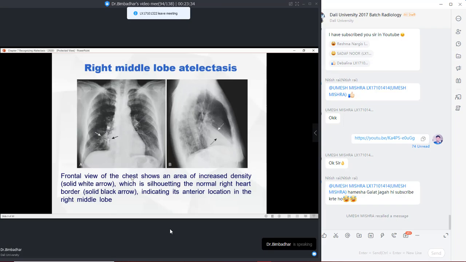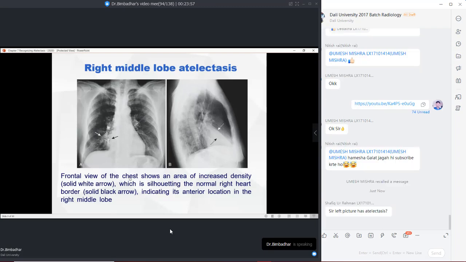Is that clear now? This is how we use the Silhouette sign. We apply the Silhouette sign. We see which structure has been obscured, which structure's borders are blurred, and then we look at the related anatomical structures and conclude that the problem is present in that structure, but not the one whose edge has been blurred.